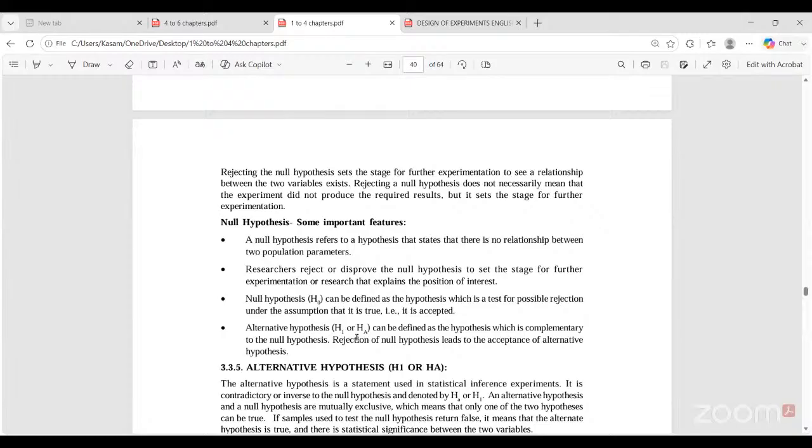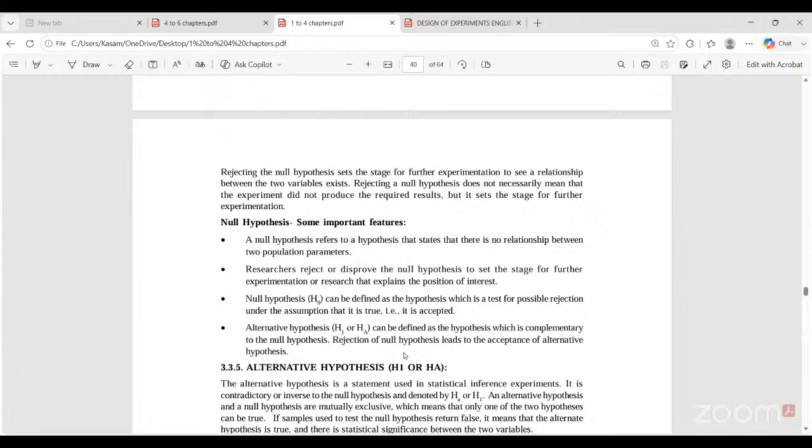Null hypothesis, some important features. A null hypothesis refers to a hypothesis that states that there is no relationship between two population parameters. The null hypothesis states that there is no relation between the two parameters we are taking here. Researchers reject or disprove the null hypothesis to set the stage for further experiment or research that explains the position of interest. Null hypothesis can be defined as the hypothesis which is tested for possible rejection under the assumption it is true.